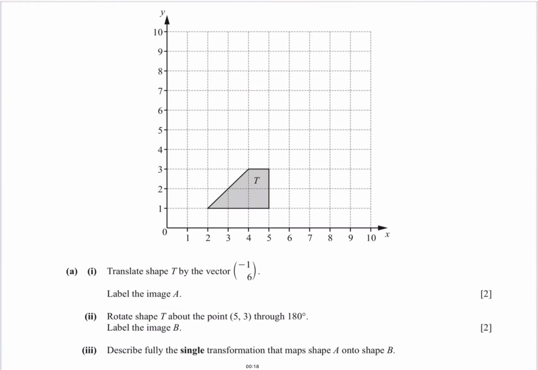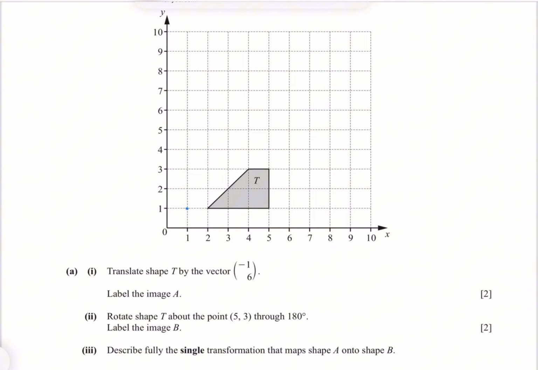Our first question is, we have to translate shape T by the vector -1 and 6. So you take all the vertices one by one and move -1 in the x direction, negative direction, and +6 in the y direction. So I started at that blue dot, so -1 and then +6.